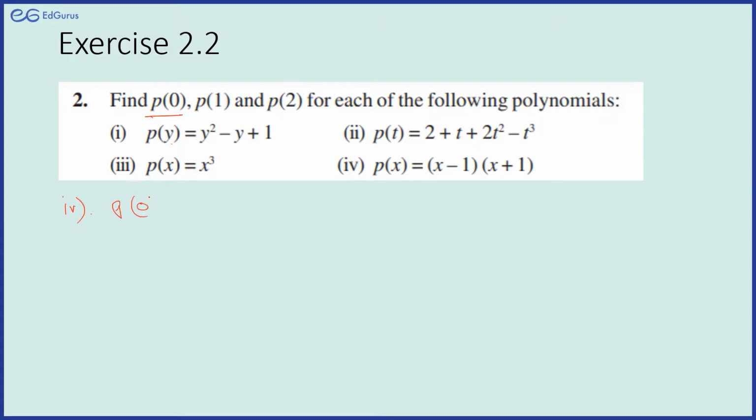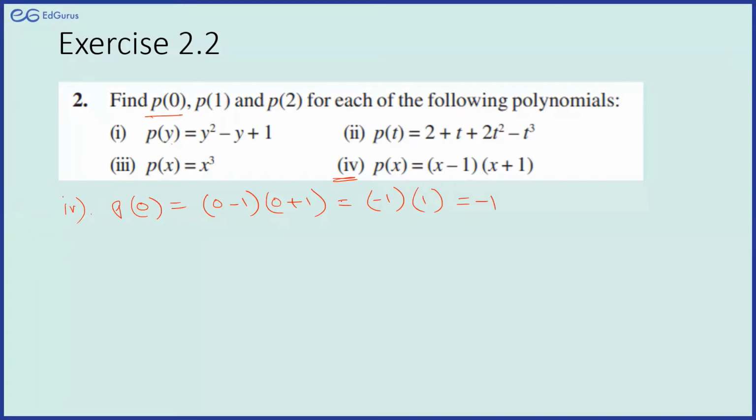So p of 0, what is it? Here I substitute 0: 0 minus 1 into 0 plus 1, right? 0 minus 1 is minus 1, 0 plus 1 is plus 1, minus 1 times plus 1 is minus 1. Okay?